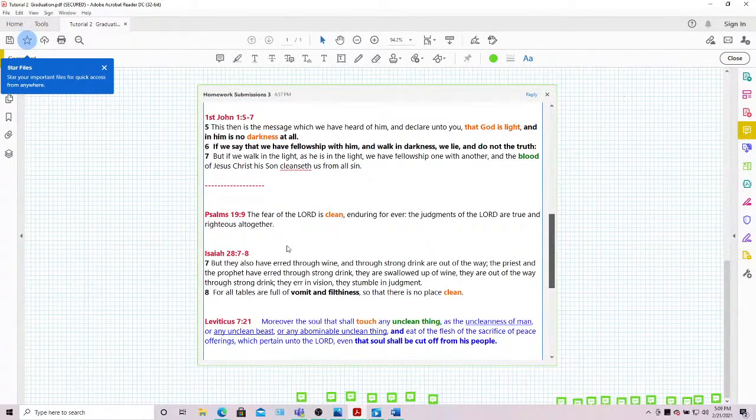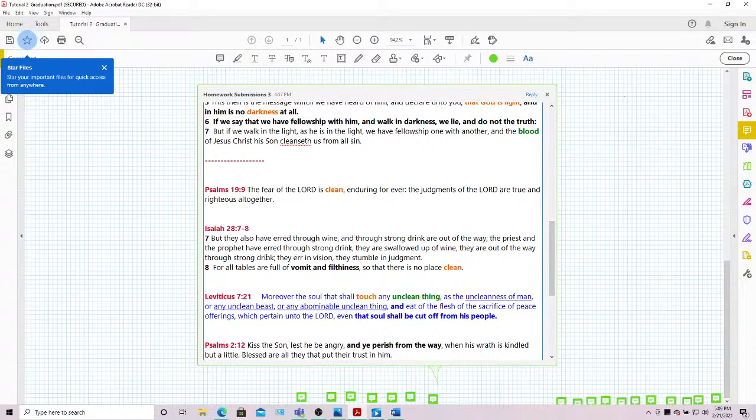So the fear of the Lord is clean. So the desire of the Most High, then his ways, that's what's clean in God's eyes, enduring forever. Got a colon there, so we're getting ready to get more clarification on what was said. So the judgments of the Lord, the doctrines and teachings of the Lord, are true and righteous altogether. That's what's clean in his eyes, then his judgments. And we're getting ready to show you what unclean is.